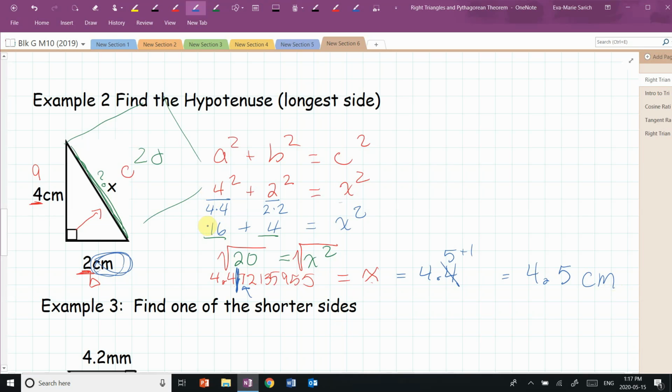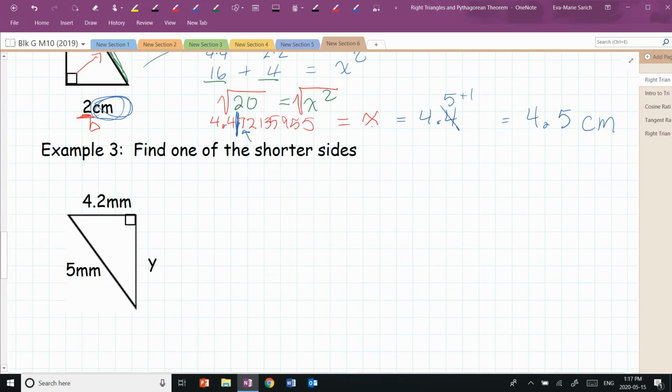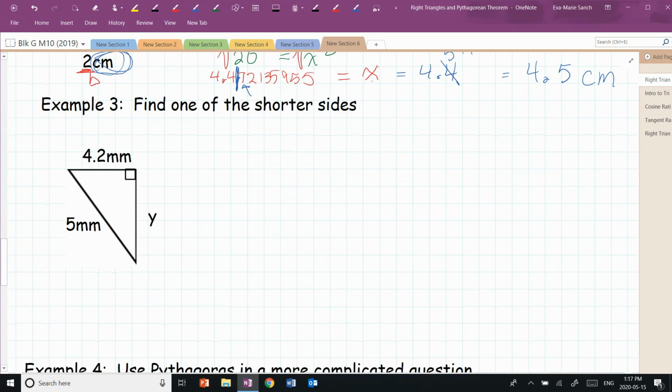Substitute, square, add or subtract depending on the question, square root, give me the answer rounded to 1 decimal place. Okay, let's look at a third example here where we're looking for a shorter side. So again, just like the other question, we want to start by labeling the diagram to make sure that we put the right values in the right part of the formula, right?